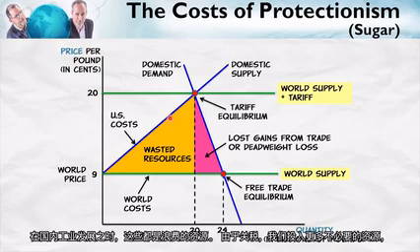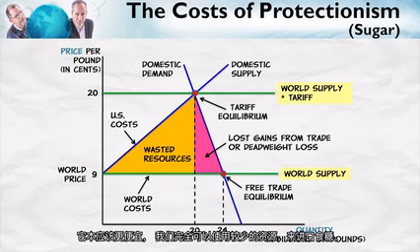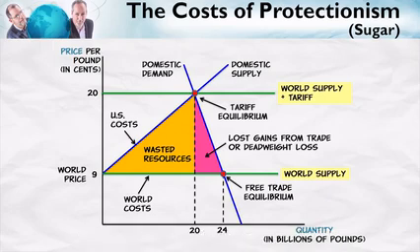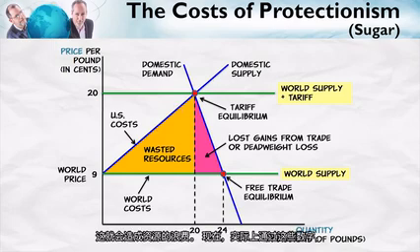When the domestic industry expands because of the tariff, we invest more resources in producing sugar than are necessary. It would be cheaper. We would be able to import sugar using fewer resources. We would be able to produce that sugar internationally using fewer resources than we can produce it in the United States. So what the tariff does is it switches production from the low-cost world producers to the high-cost domestic producers, and that generates wasted resources.